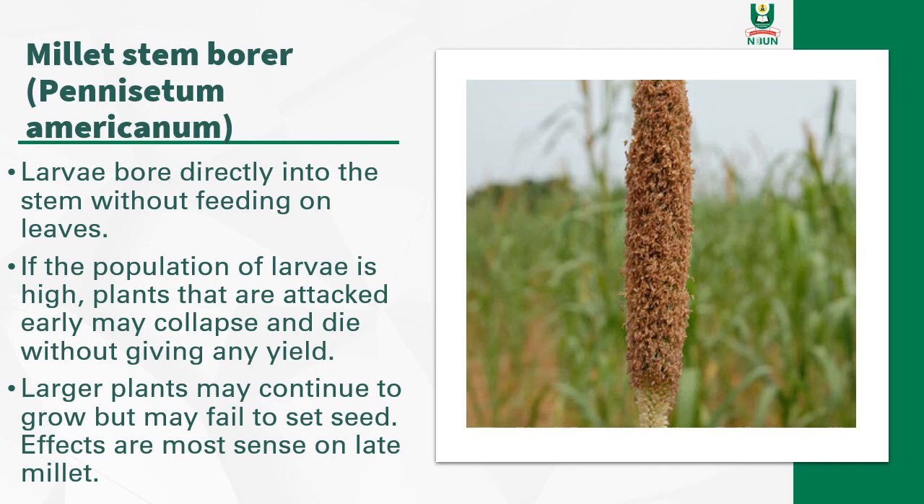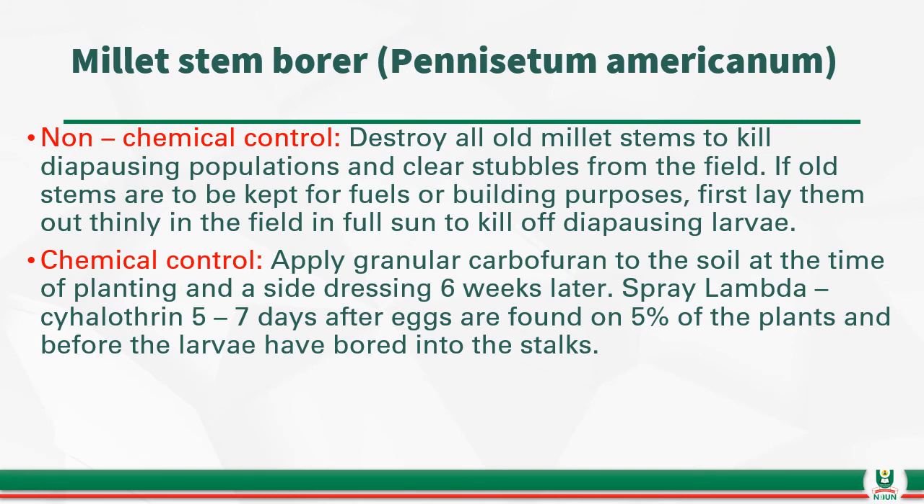It's important that non-chemical control is to destroy all old millet stems, destroy them and kill the population. You have to destroy the old stems by burning them to ashes. And the chemical control is to apply granular carbofuran to the soil at 6 weeks. You can also spray lambda-cyhalothrin 5 to 7 days after eggs are found on 5% of the plants, before they start to bore inside the stalks.